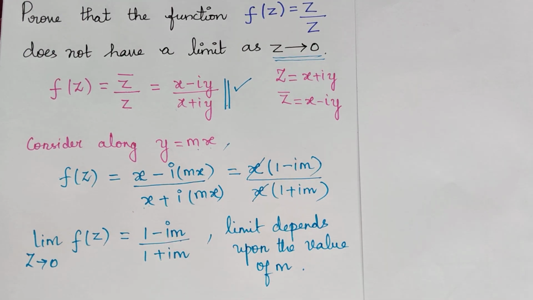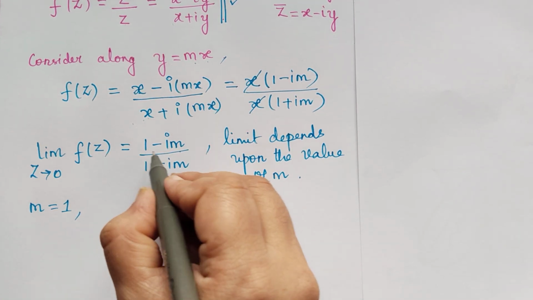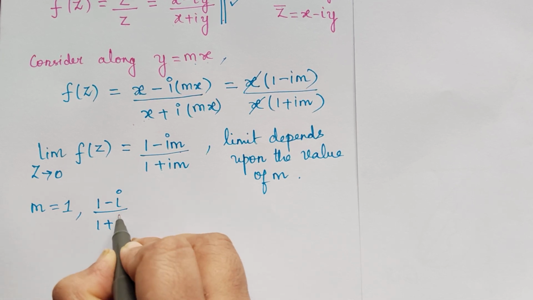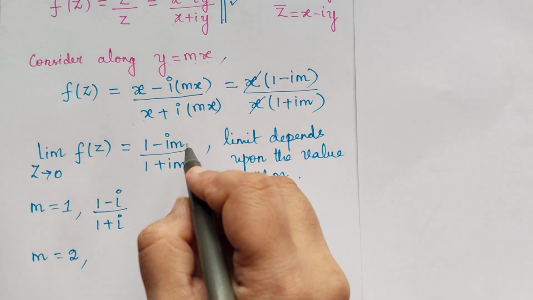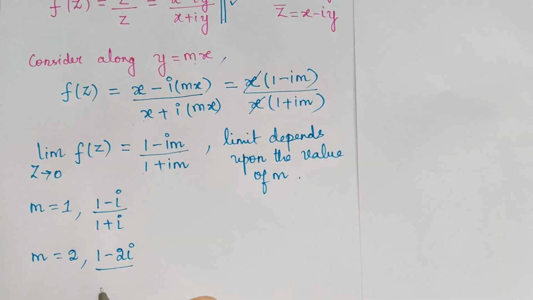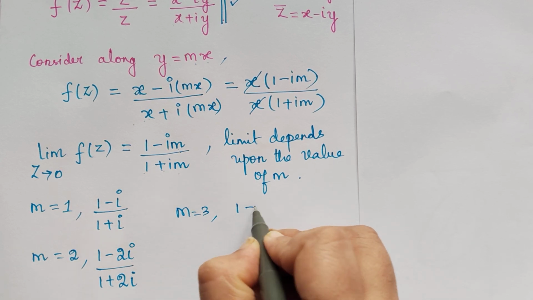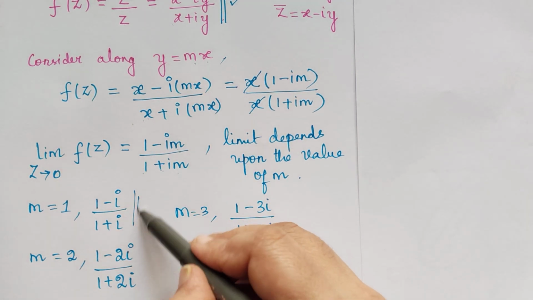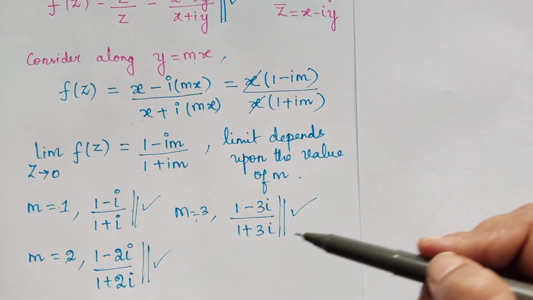Now let us just test it for a few values of m. If we take m is equal to 1, what will be the limit? It will be 1 minus i divided by 1 plus i. What about m is equal to 2? If we put m as 2, we get 1 minus 2i divided by 1 plus 2i. If you put m as 3, we get 1 minus 3i divided by 1 plus 3i. So it is obvious that the limits are different for each value of m. As the value of m keeps on changing, the limits are also changing.